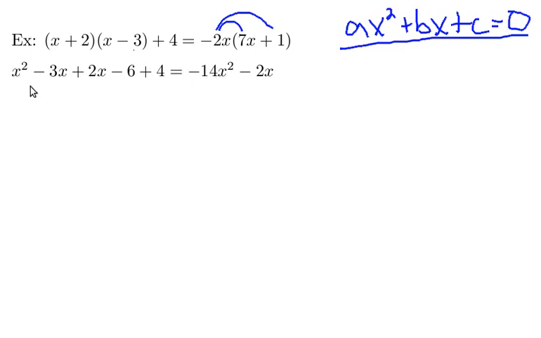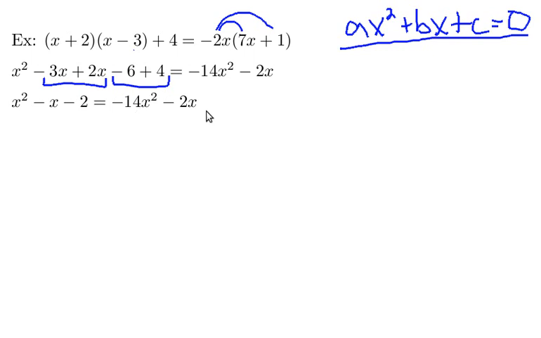Let's move all of this stuff over here. Actually, first let's combine it, because we have two different places where we have like terms on the left side alone. Let's go ahead and combine that. We have negative 3x plus 2x, and we have negative 6 plus 4. Okay, so let's go ahead and combine those like terms. So we have the x squared still. Negative 3x plus 2x is going to give us minus x. Negative 6 plus 4 will give us minus 2. Then on this right side over here, we don't have anything to combine, so we'll have negative 14x squared minus 2x.